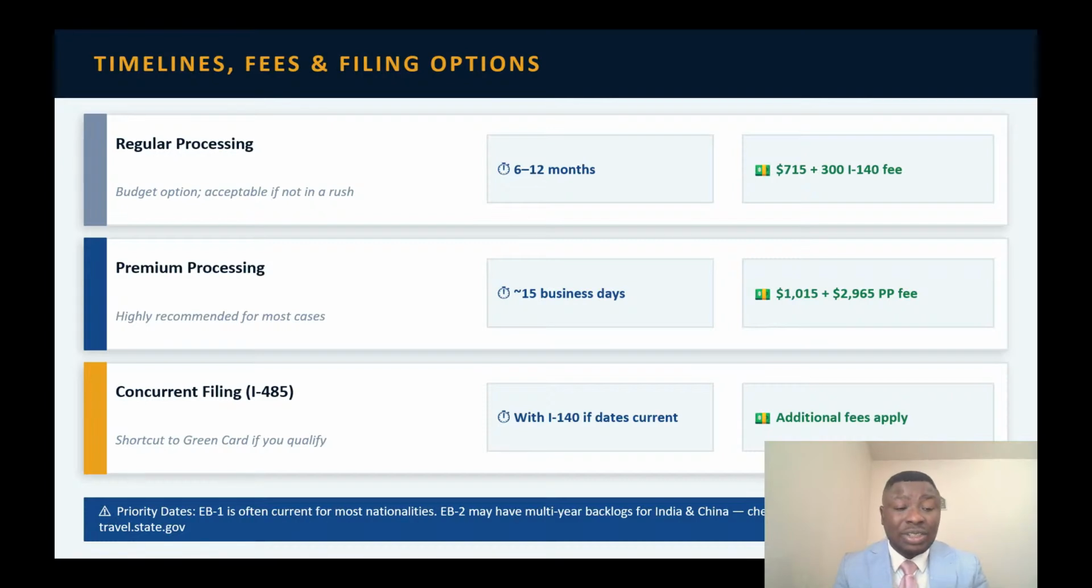That is $1,015. If you are doing premium processing, which is highly recommended for most cases, it will take you 15 business days for EB1 and 45 business days for EB2. The filing fee will be $1,015 plus $2,965 for premium processing fee. That is the fee that you give to USCIS.